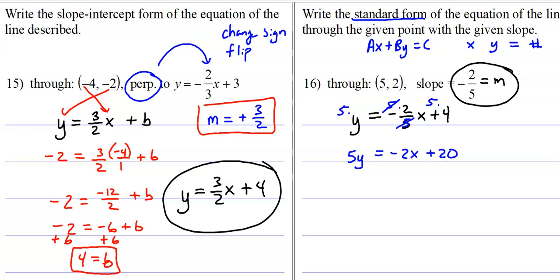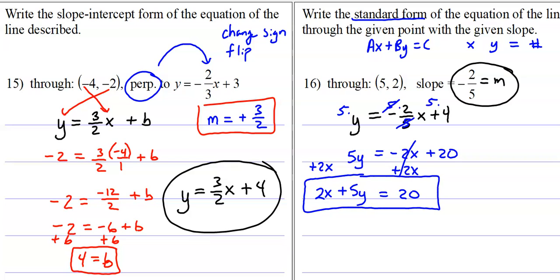Oh, we're so close to standard form, but I got to get the x term on the left. So do the opposite to both sides. That'll wipe it out on the right-hand side. And it is now chilling over here on the left-hand side. And we are beautifully in standard form. SF. So we're good to go.